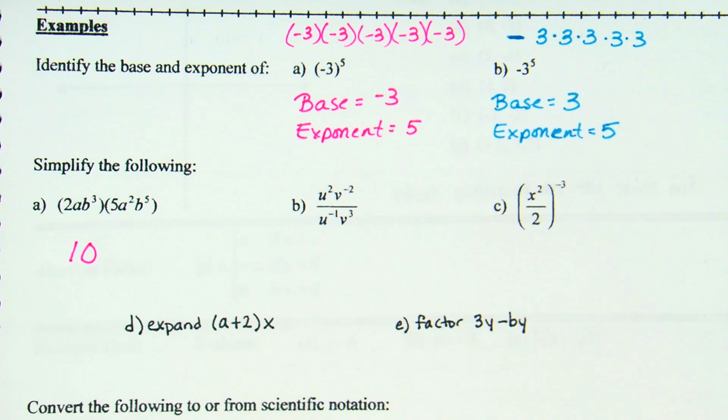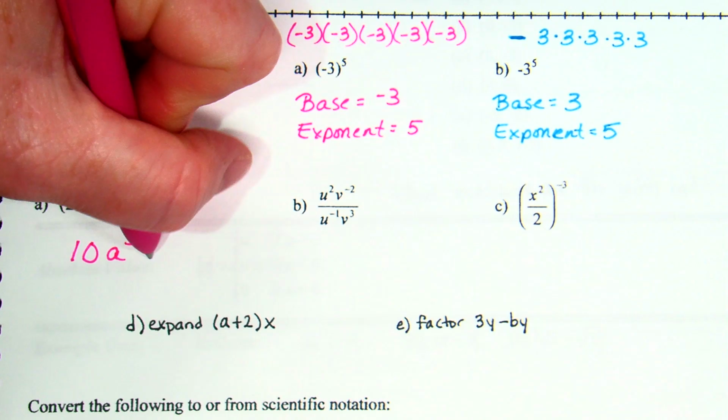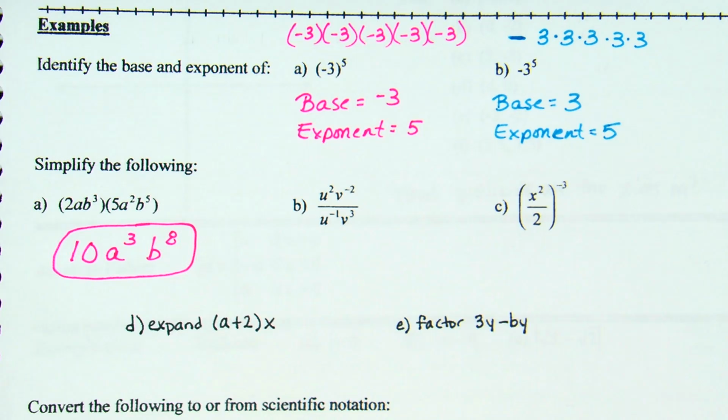A to the third, because you're adding exponents, right? If the base is the same, keep the base, add the exponent. B to the third times b to the fifth is B to the eighth. Unfortunately, so many ways you could have gone wrong on that. So just remember the details, but when you're multiplying a term times a term, put the like pieces together.